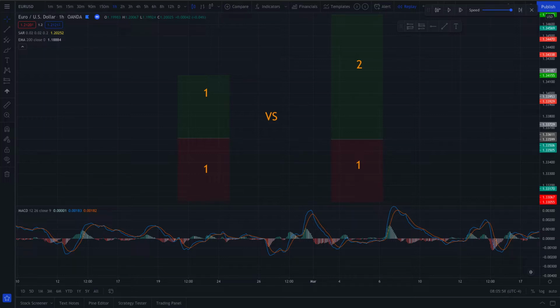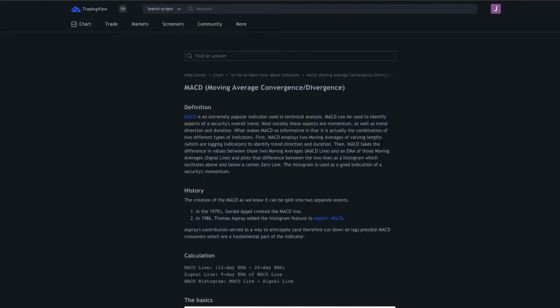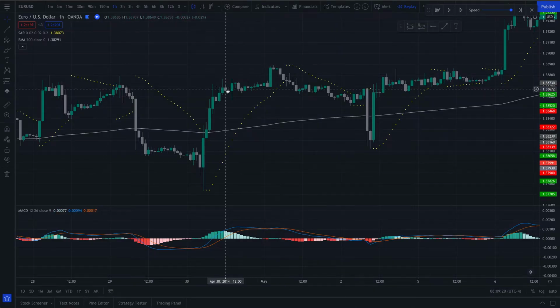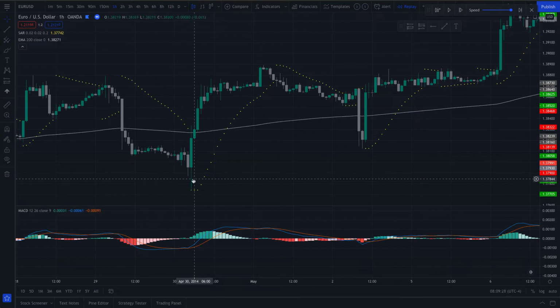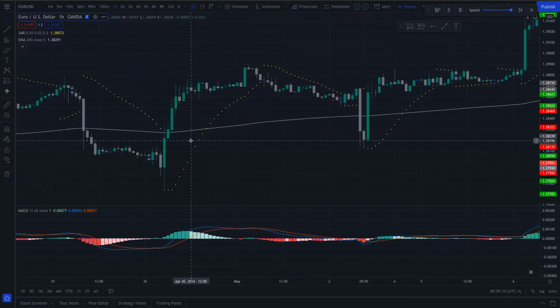So this system relies on three different indicators. The first is the Parabolic SAR. The second is the MACD, and the third is the standard EMA. So we're going to be looking for three criteria for entry. We're going to look for a close above the 200 EMA, a PSAR long entry signal, and a cross up on the MACD. And those three things happen on this candle right here.